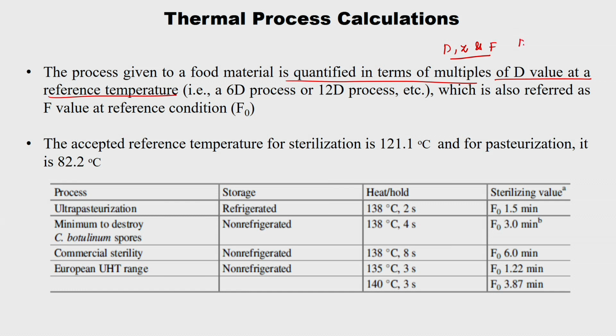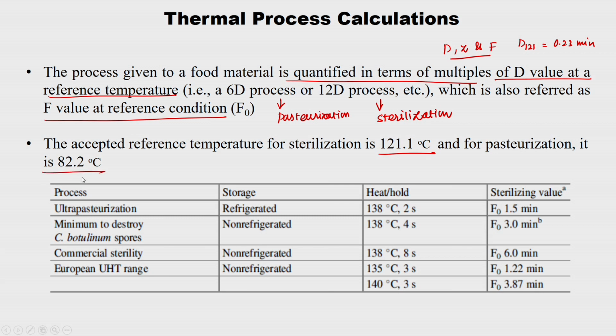We already have seen in many of the lectures the D value at 121 is around 0.23 minute. So, based on that, the 6D process is required for pasteurization, which is a mild treatment applicable for acid food, and the 12D process is for sterilization, which is also referred to as the F value at a reference condition, which is F naught. So, the accepted reference temperature for sterilization is 121 and that of pasteurization is around 83.